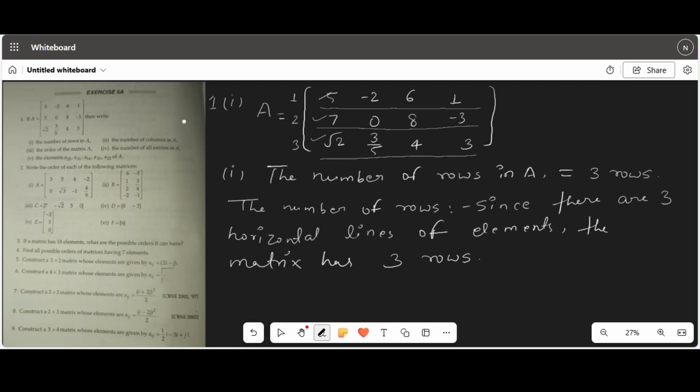Now next we will see the number of columns in A, second number.